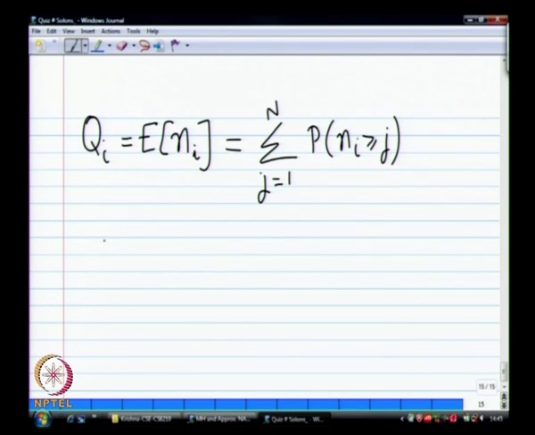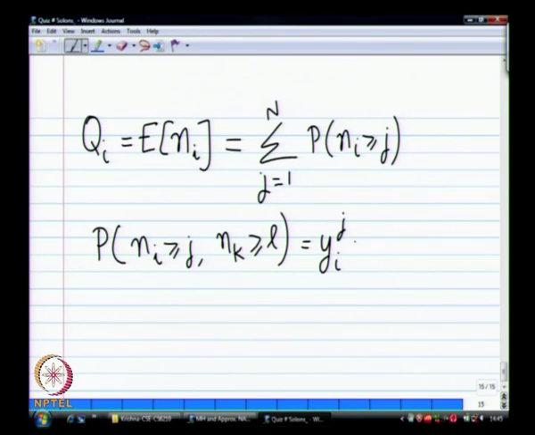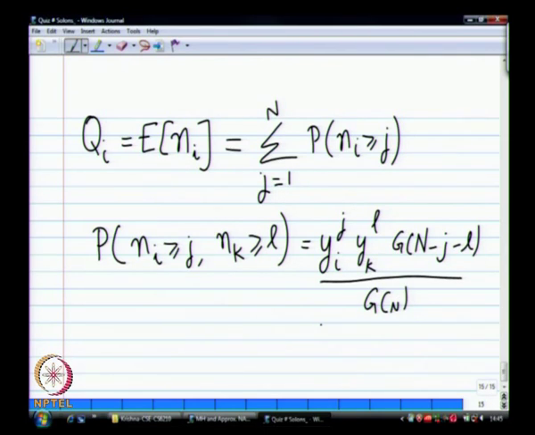Then if you want to know the probability that there are j customers in the ith queue and some L customers in the kth queue, that is almost similar to what we saw: y_i to the power j, y_k to the power L, G of N minus j minus L, over G of N. So that is for the actual queue lengths.